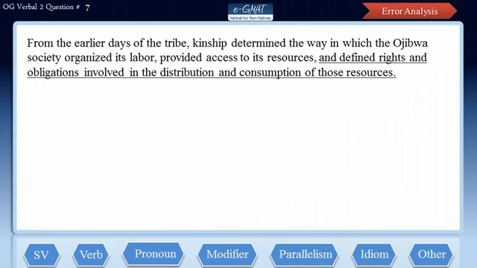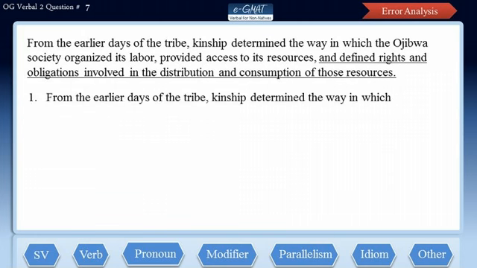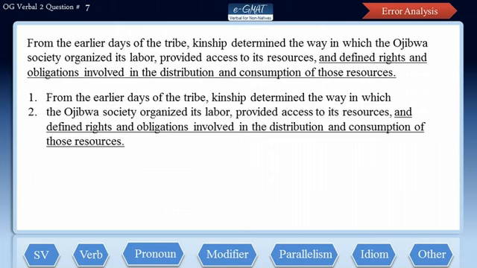Okay, now let us evaluate the errors in the sentence by splitting it into its smaller clauses. So here goes our first clause. From the earlier days of the tribe, kinship determined the way in which. Now in this clause, kinship is the subject and determined is the verb. Presence of in which tells us that we have another clause here that reads, the Ojibwa society organized its labor, provided access to its resources, and defined rights and obligations involved in the distribution and consumption of those resources.